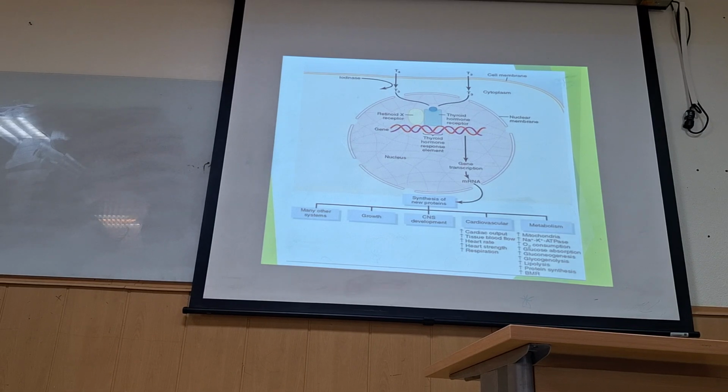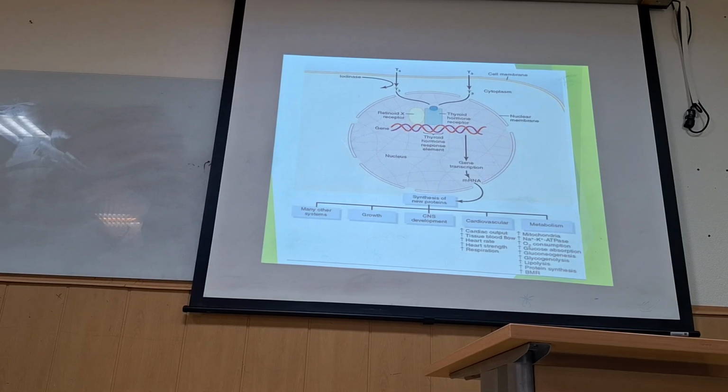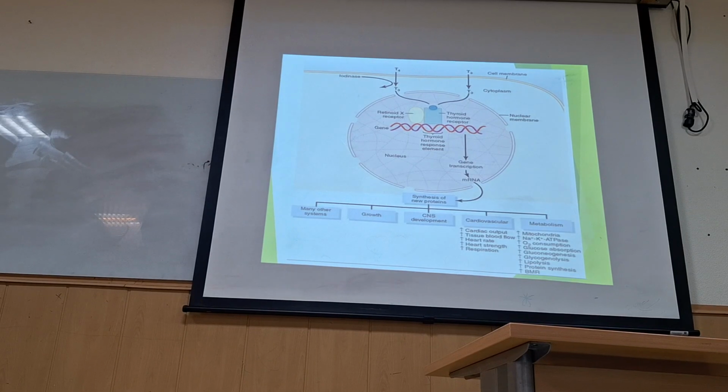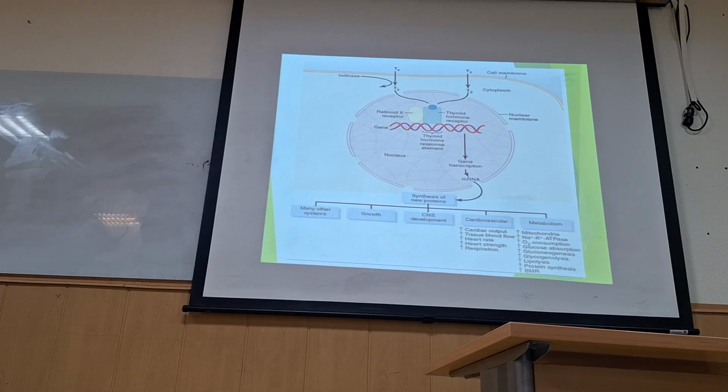Maybe Dr. Faki told you we have three types of receptors for hormones: cell membrane receptors, cytoplasmic receptors, and nuclear receptors. For example, peptide hormones have cell membrane receptors.